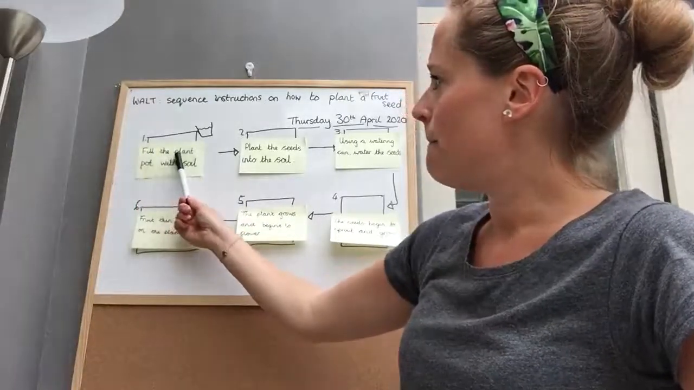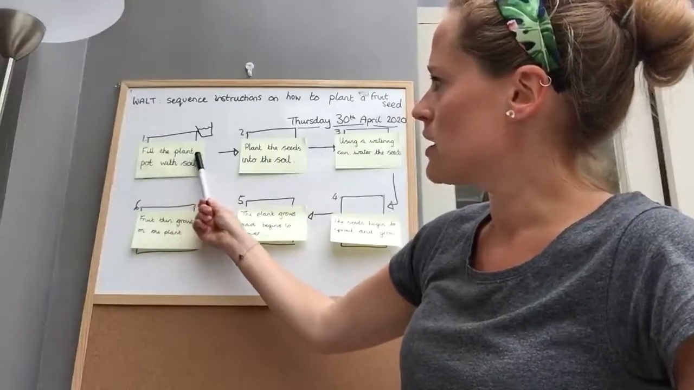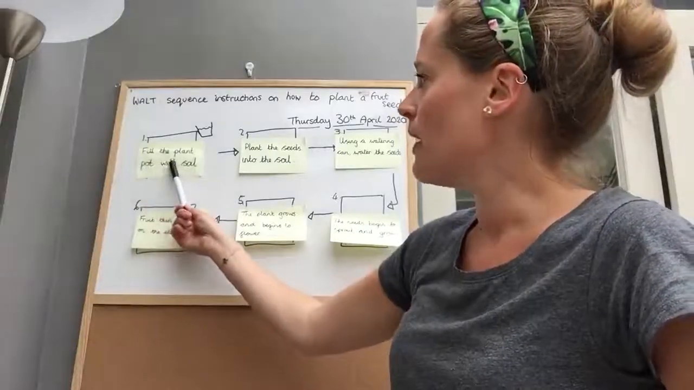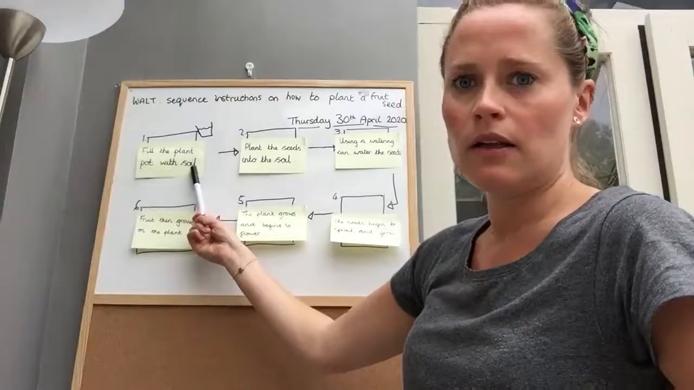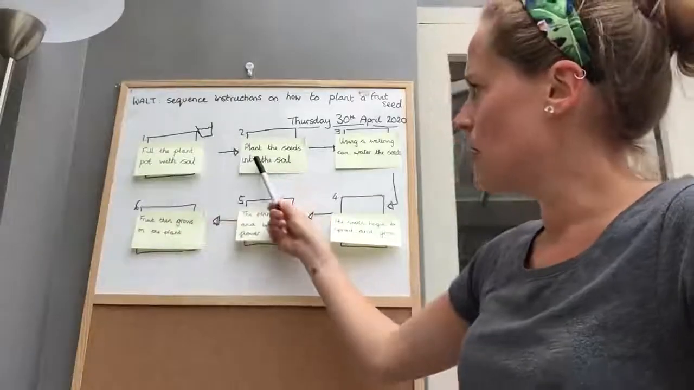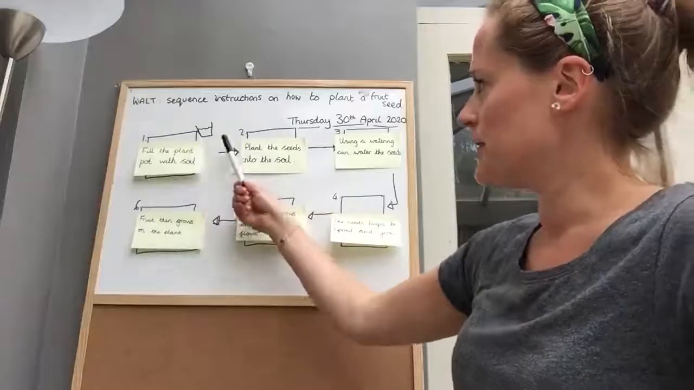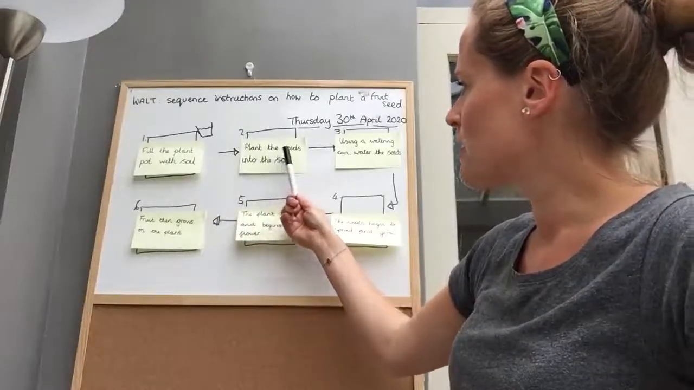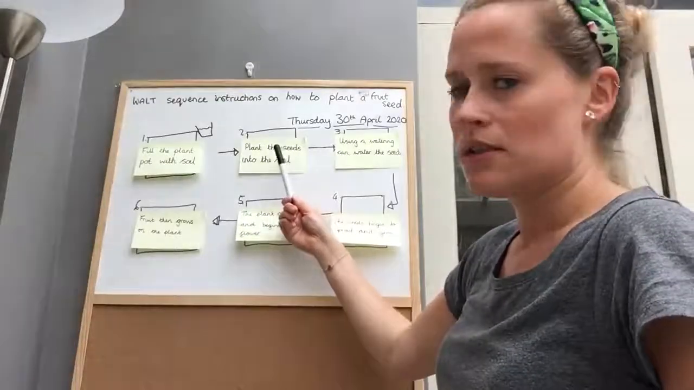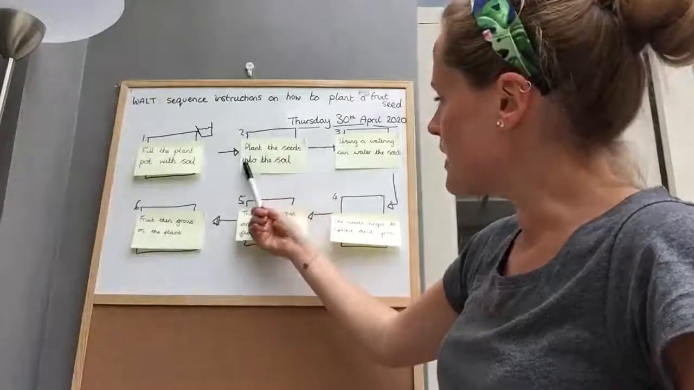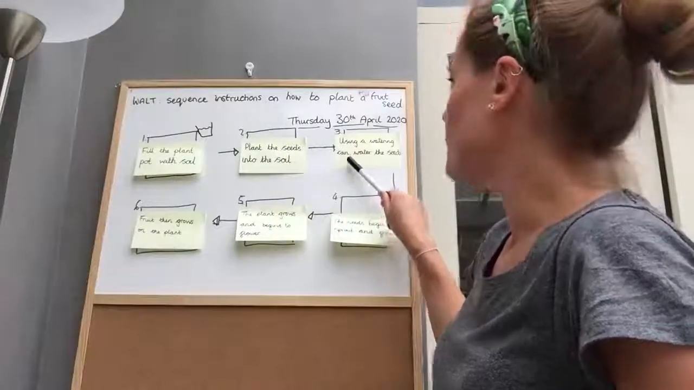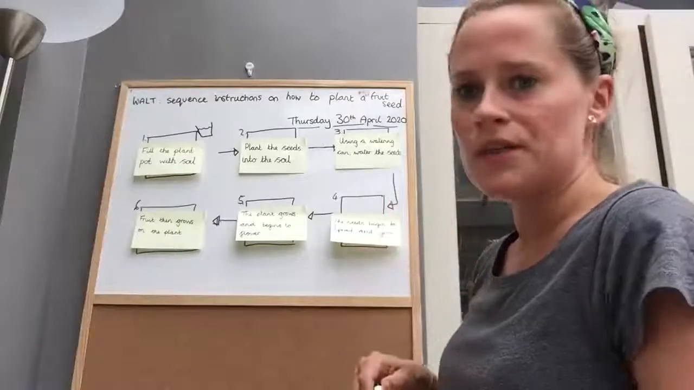Fill the plant. Plant. Fill the plant pot with soil. Fill the plant pot with soil. Number two. Plant. Oh, we've got the same word there. Plant the seeds. Seeds. Plant the seeds into the soil. Next, step number three. Using a watering can, water the seeds.